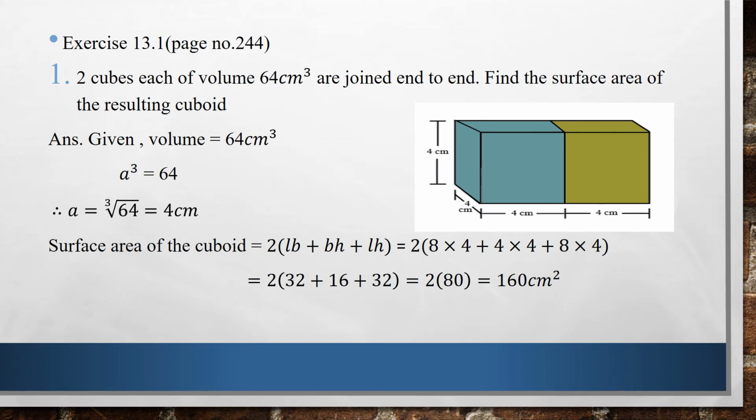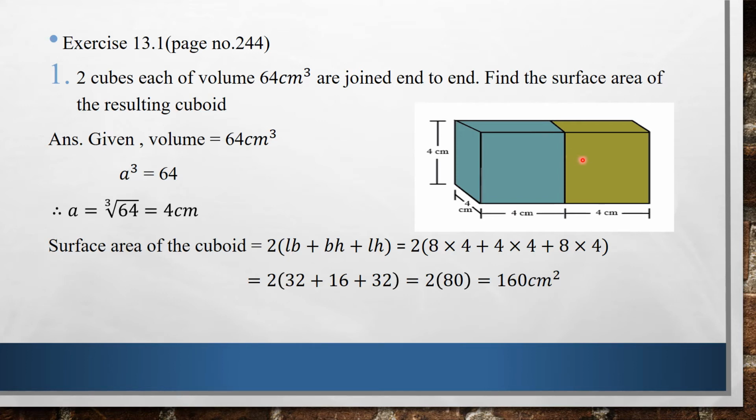Based on combination of solids, let us start exercise 13.1, page number 244. Question number 1. Two cubes, each of volume 64 cm cube, are joined end to end. Find the surface area of the resulting cuboid. Here we are given two cubes and each cube is of volume 64. So we can write volume is equal to 64 cm cube. The volume formula of a cube is a cube is equal to 64, and from that a is equal to cube root of 64, which is equal to 4 cm.